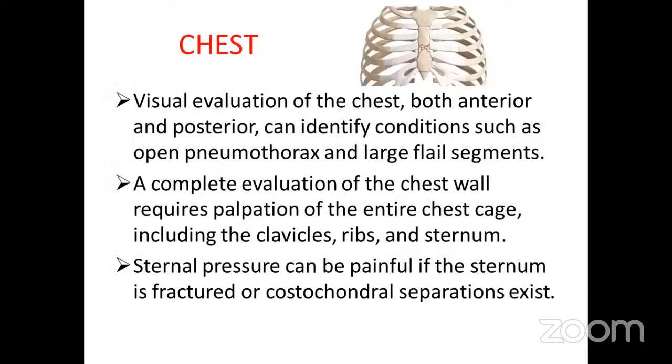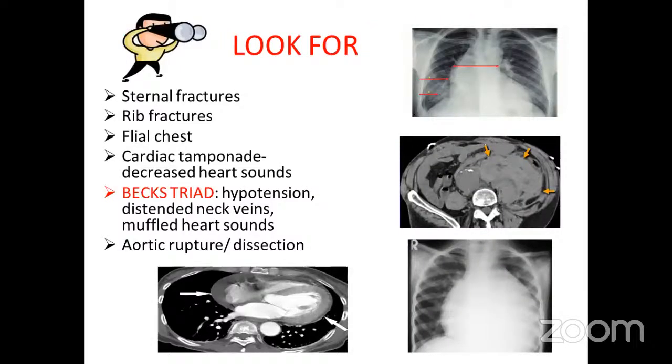And coming to the chest, visual evaluation of both the anterior and posterior parts of the chest is needed, especially to rule out any pneumothorax or a flail segment. You need to palpate the entire chest cage, including the clavicles, ribs, and the sternum. Sternal pressure can be painful if the sternum is fractured or costochondral separations exist. What you need to look for in chest trauma are sternal fractures, rib fractures, flail segment, and cardiac tamponade, in which you have decreased heart sounds.